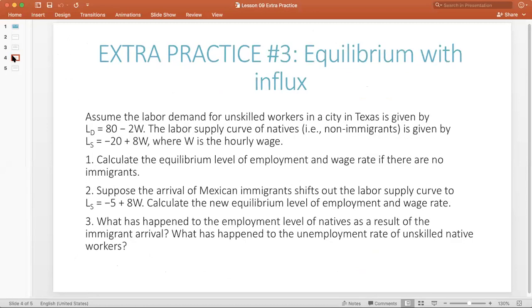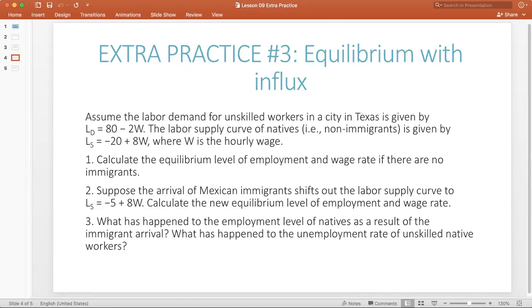So then moving to the next one. Equilibrium with influx. Assume the labor demand for unskilled workers in a city in Texas is given by labor demand equals 80 minus 2W. The labor supply curve of natives, non-immigrants, is given by labor supply equals negative 20 plus 8W, where W is the hourly wage. So number one, calculate the equilibrium level of employment and wage rate if there are no immigrants.